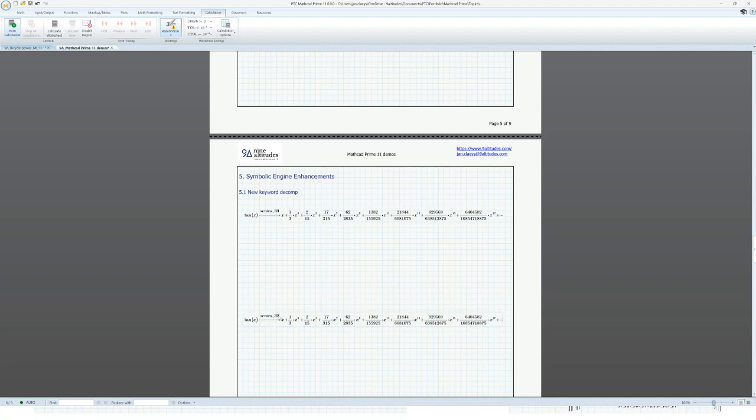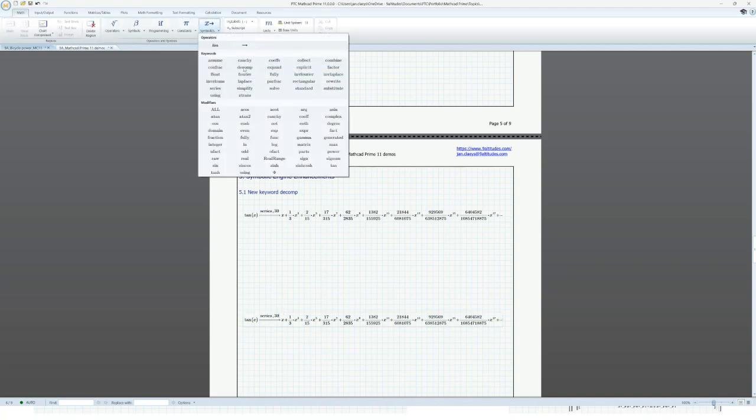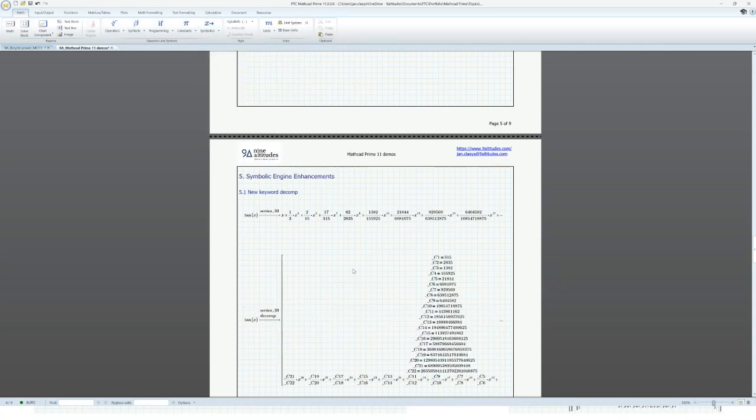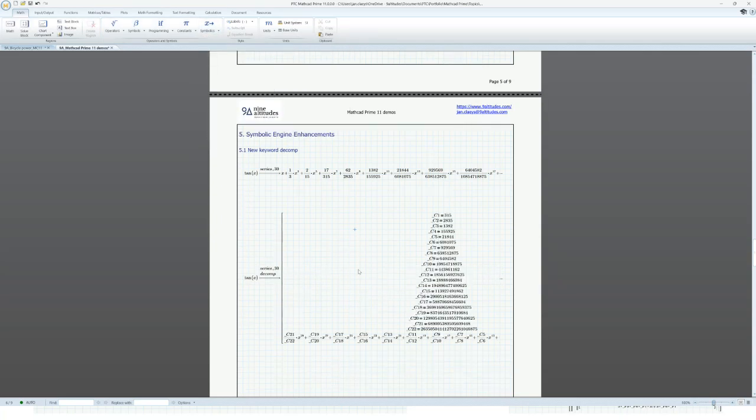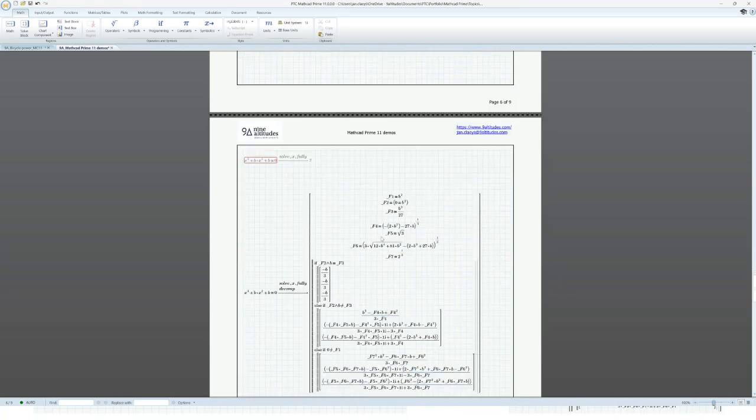As of now, when we go to the symbolics menu, we have a new keyword, decomp, and this keyword will introduce coefficients. So you see, in this way, the solution is presented in a more structural way. This is a very basic example, but this is a more decent example of a quite simple equation, a quite simple function.